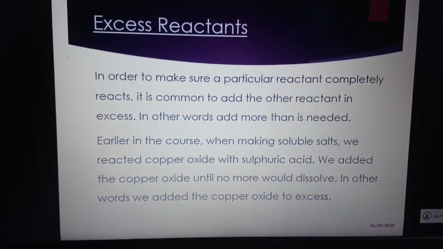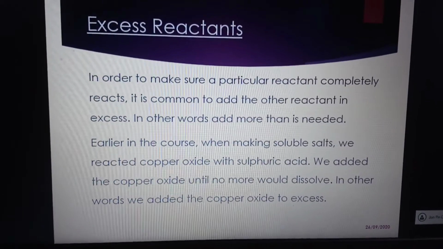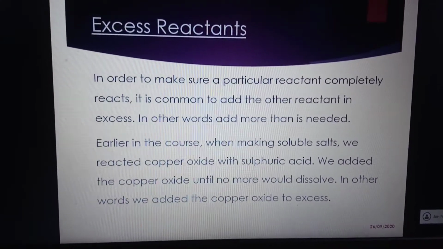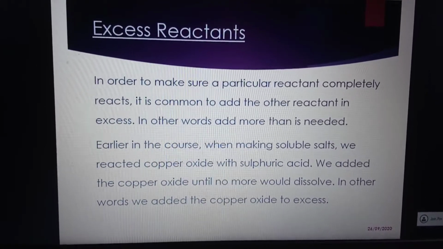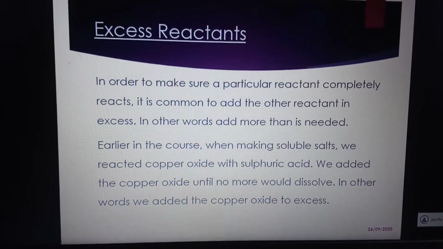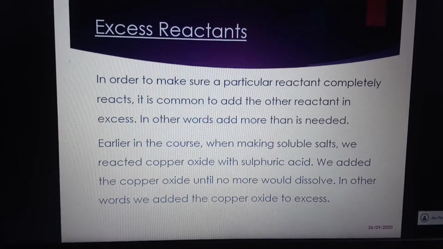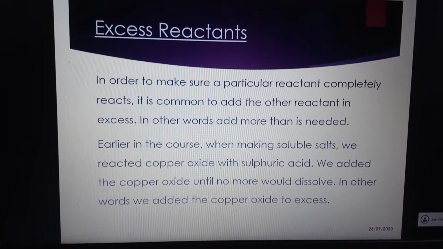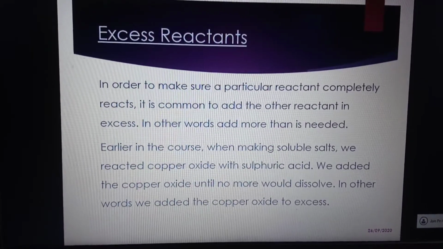Alright, so these are the facts you need to know about excess reactants. In order to make sure a particular reactant completely reacts, it's common to add the other reactant in excess. In other words, to add more than's actually needed.